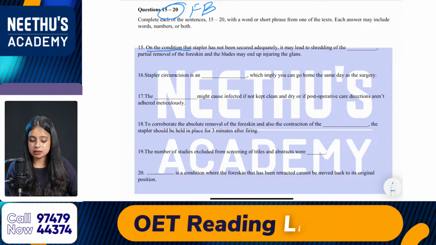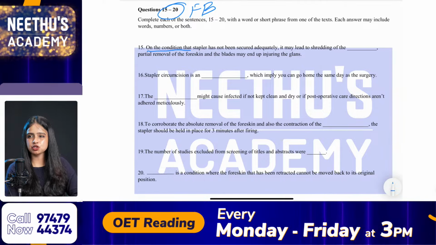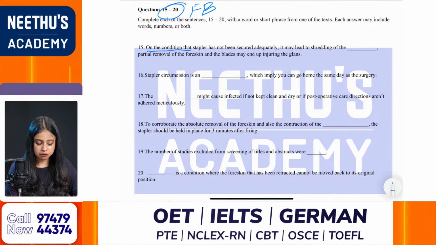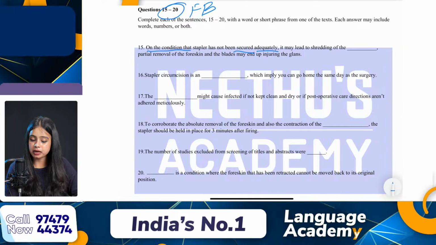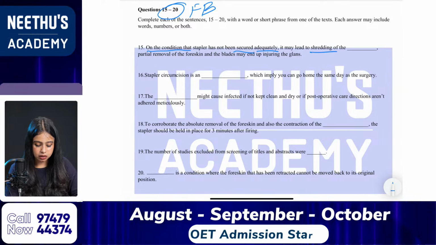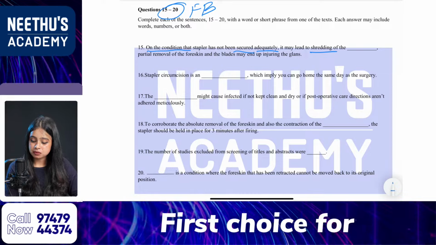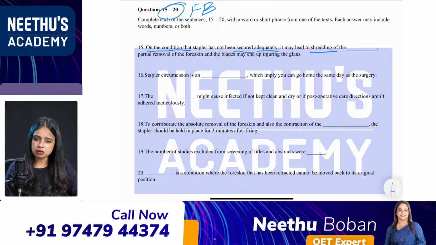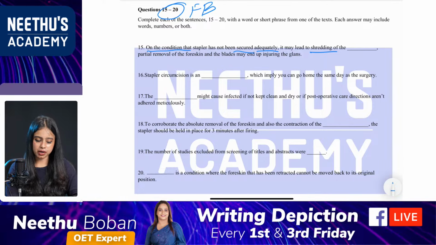On the condition that, so in the condition that the stapler has not been fixed, secured, which means not fixed properly, adequately, it may lead to shredding. What is shredding? Tearing. In the paragraph it is tearing of the dash, partial removal, which means an incomplete removal, of the foreskin, and the blades may end up injuring the glands. So any idea what the correct answer is there?